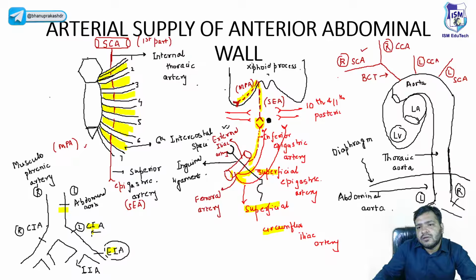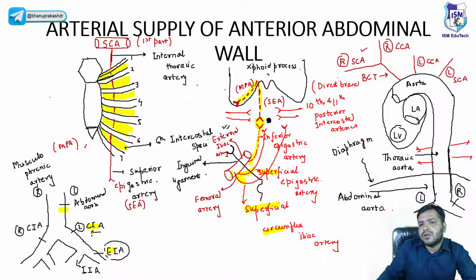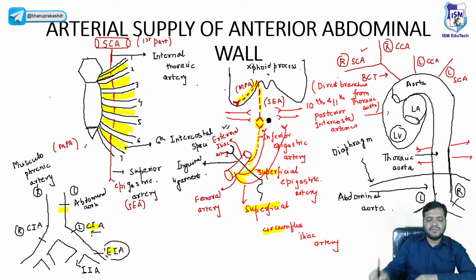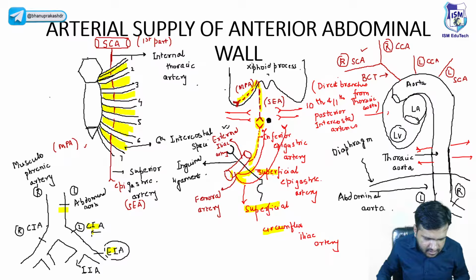Posterior intercostal arteries. And if you ask me where these are coming from, these are direct branches from the aorta. These are direct branches of the descending thoracic aorta. So this thoracic aorta, these branches are coming directly from it. These are direct branches from the thoracic aorta, right?